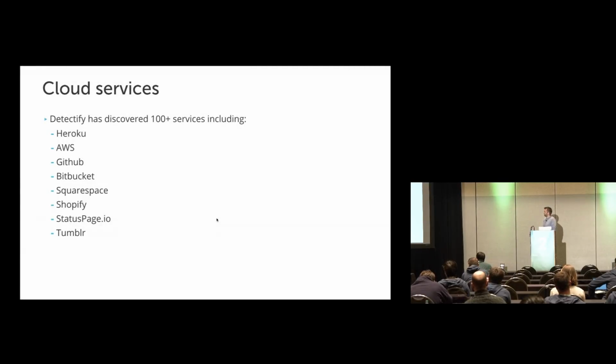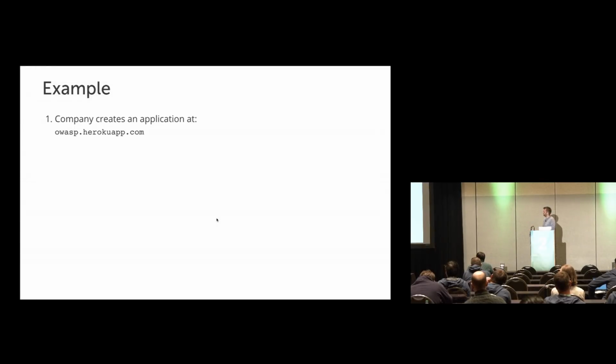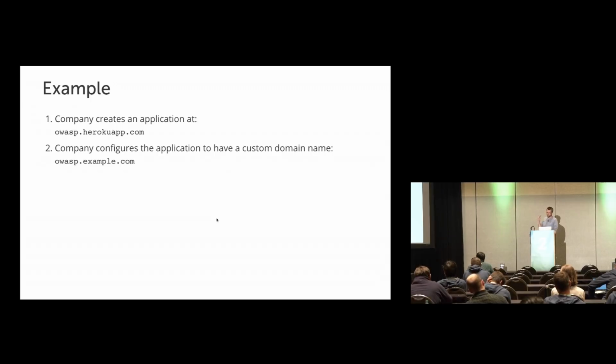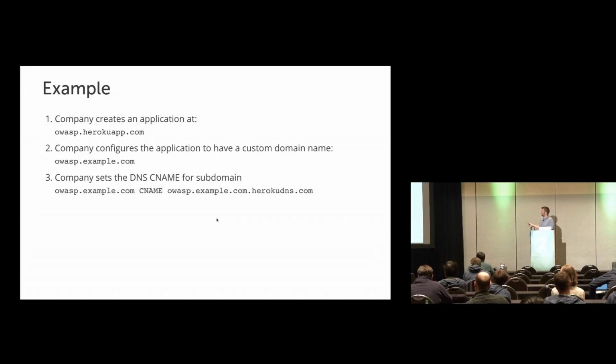So Detectify found that there were over 100 different cloud services that had these kinds of options where you could specify your own domain as a part of this. So let's see an example here. Let's say OWASP.herokuapp.com. The company that owns this is going to go in and say this Heroku app is going to have a custom domain name, which is going to be owasp.example.com, because that's our company's top-level domain, example.com. And then we go into our DNS and we say that if you get a lookup for OWASP.example.com, then you're going to go to this Heroku DNS thing instead.